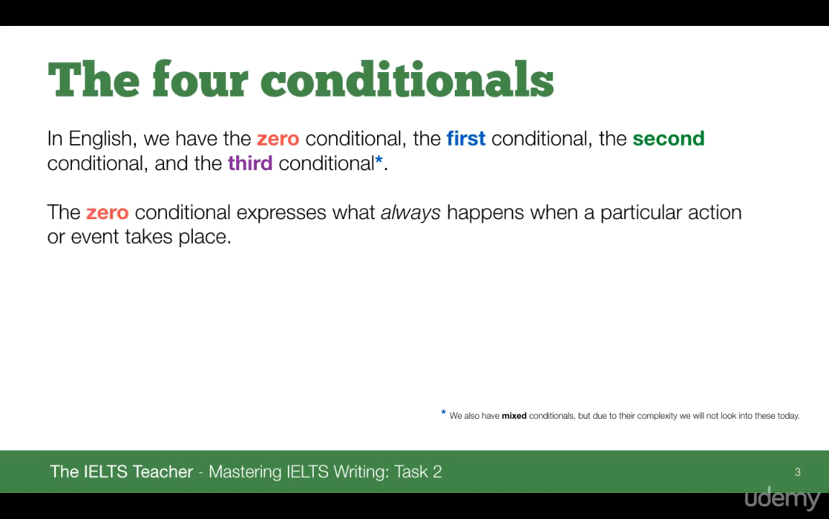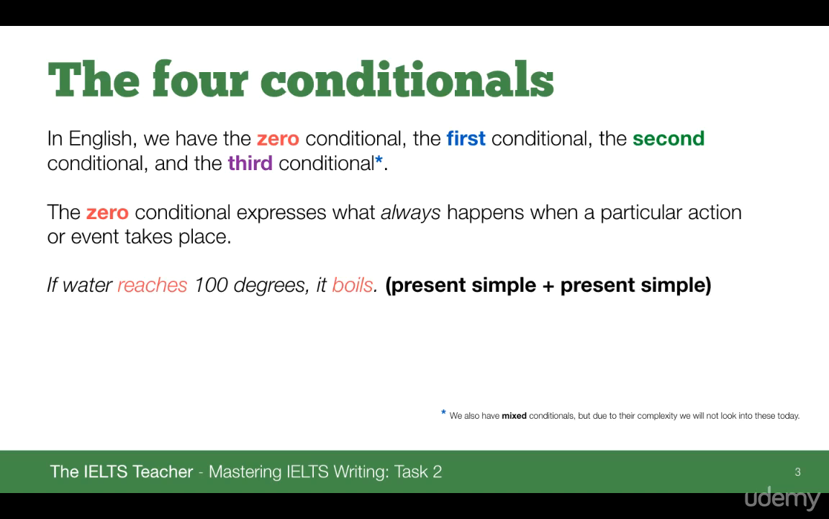First of all, starting with the zero conditional, we use this to express what always happens when a particular action or event takes place. For example, if water reaches 100 degrees, it boils. So very simple, if plus the present simple, and then plus the present simple with the result. Let's have a look at the first conditional.